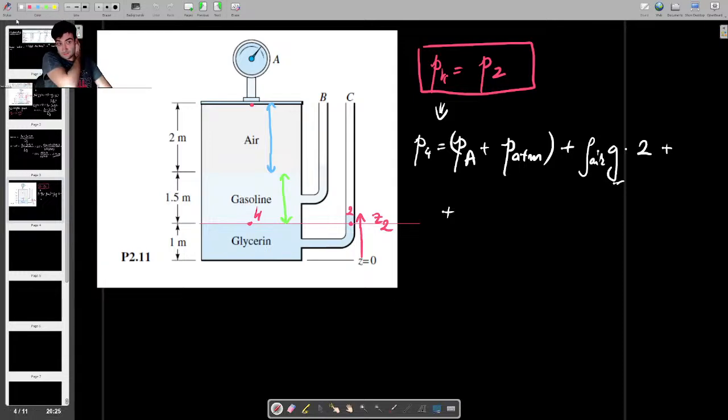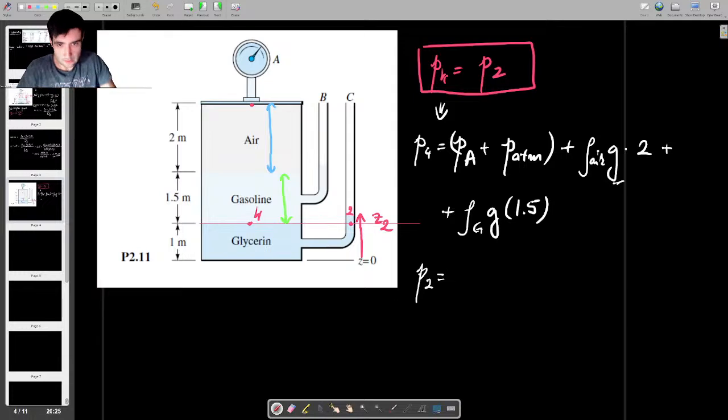So we've got the height of the gasoline to take into account. That's going to be density of the gasoline times g, and then times 1.5. And that's it. That's the entirety of P4. And then we look at P2. P2 is based on just two things. We have atmospheric pressure, so Patm.